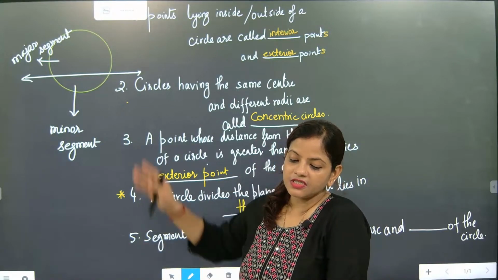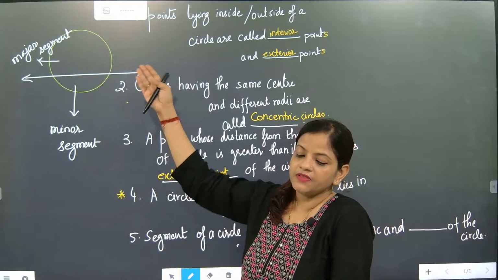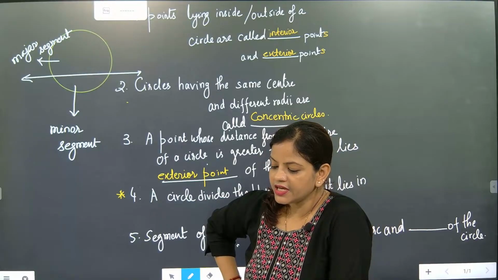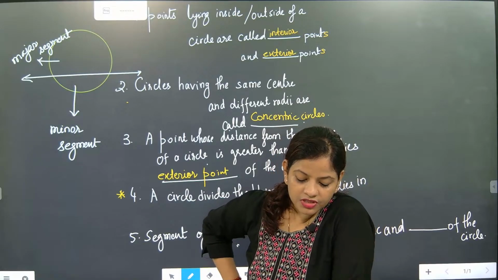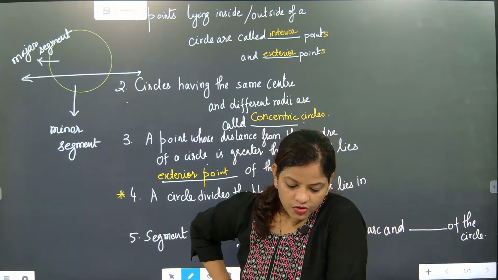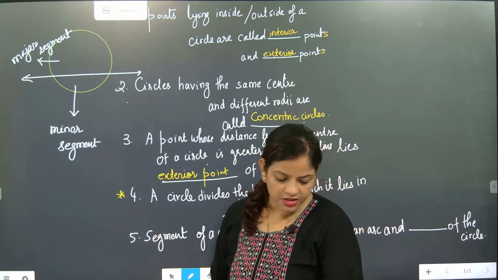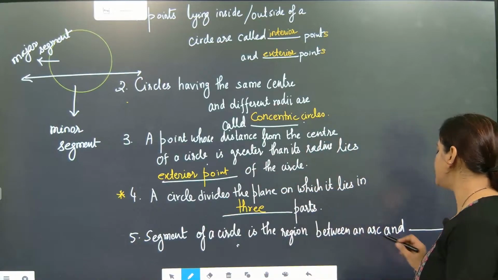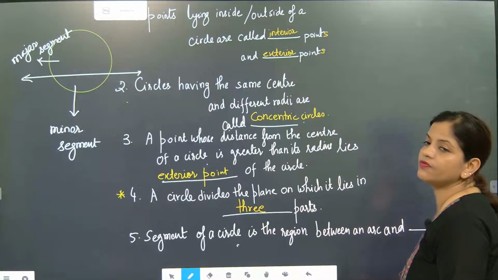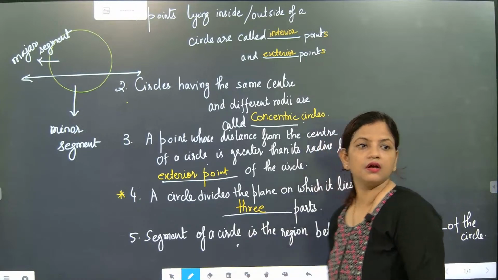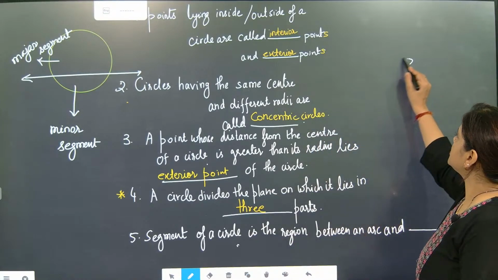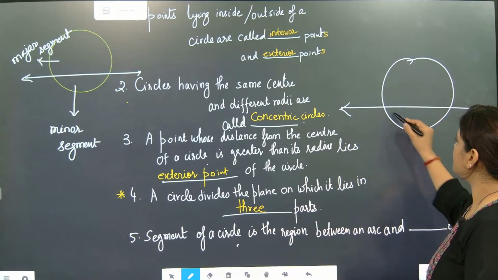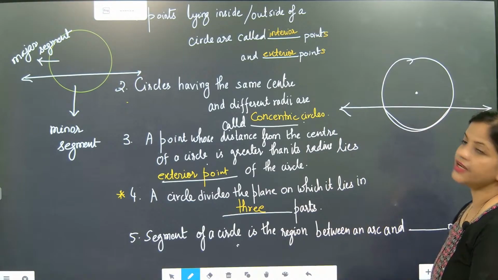The segment consisting of the minor part is called the minor segment. The segment consisting of the major part is the major segment. But here the question is, segment of a circle is the region between an arc and dash of the circle, center of the circle. Arc and center. See, this is the circle, and this is the segment. So, segment is the region between the arc and center of the circle.